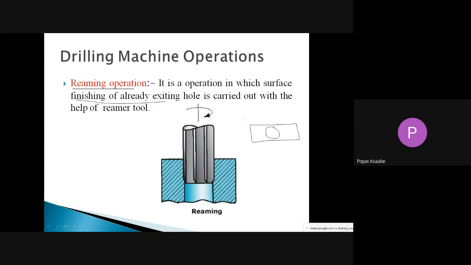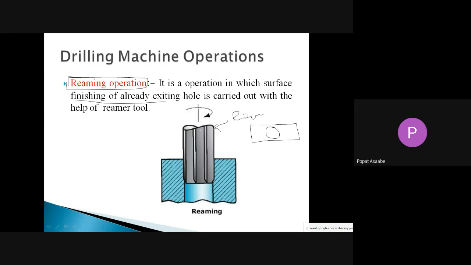In this operation we can remove a small amount of material from the existing hole. It means that with the help of the reaming operation, we can make the surface finishing of that existing hole. To perform the reaming operation, we use a tool called the reamer.